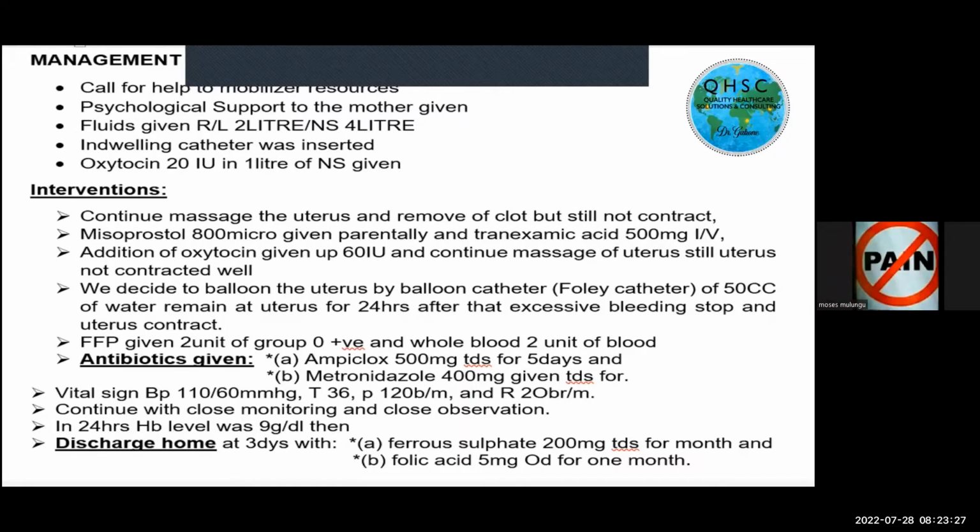The hemoglobin increased to 9, and then the patient was discharged home 3 days later with ferrous sulfate, which she was supposed to take for a month, and then folic acid 5 milligrams, which she was also supposed to take for a month. So this case study was shared with the contributors.